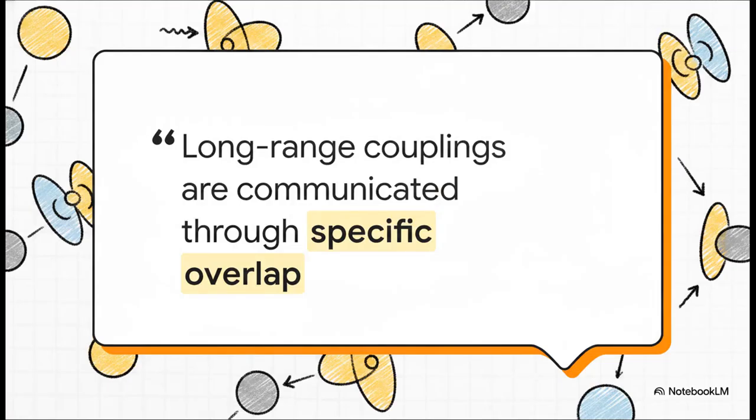There's a really crucial concept here from our source material, and it goes like this. Long-range couplings are communicated through specific overlap of a series of orbitals, and as a result, have a stereochemical requirement. This is huge. It means we aren't just counting bonds drawn on a flat piece of paper anymore. We actually have to think about the molecule's full 3-dimensional geometry and how its actual orbitals align in space.